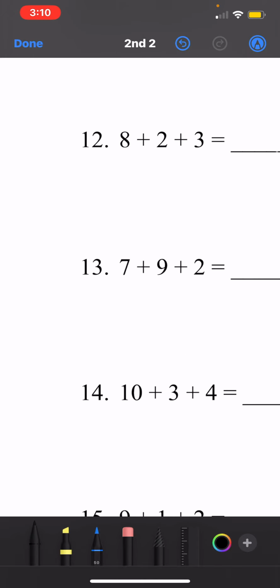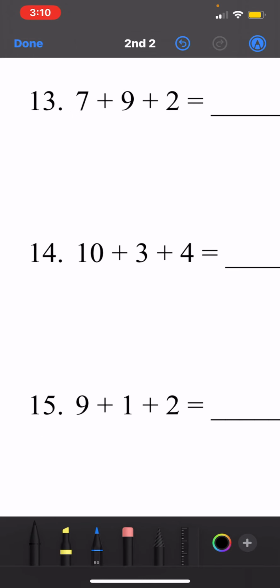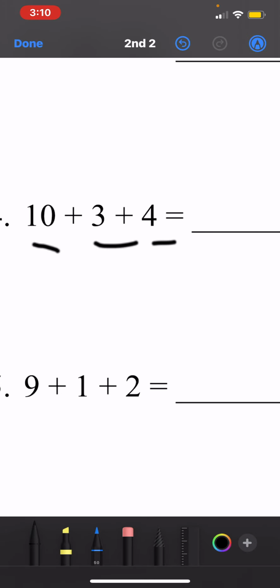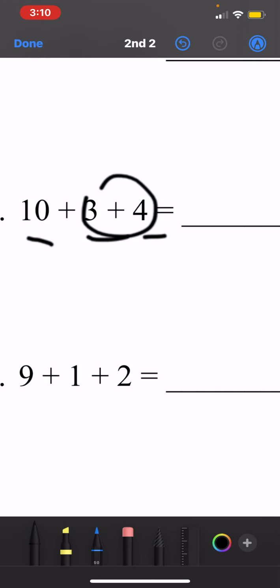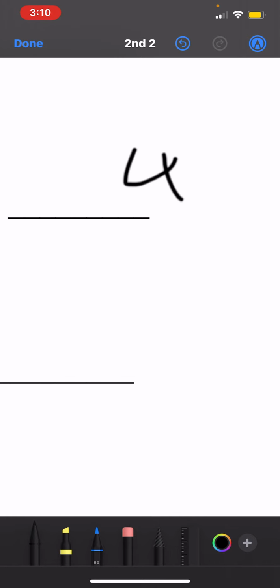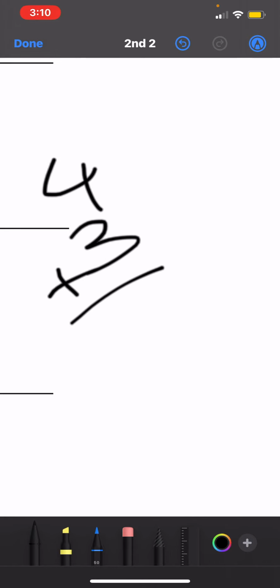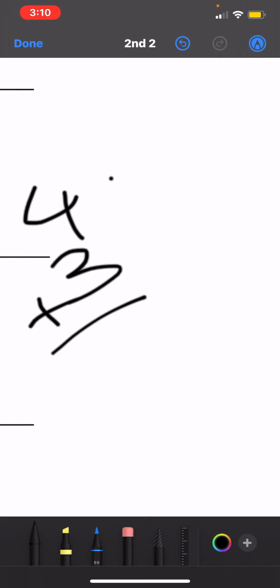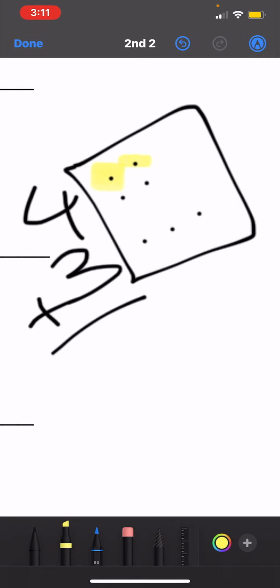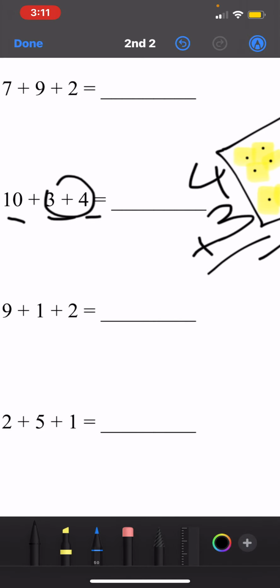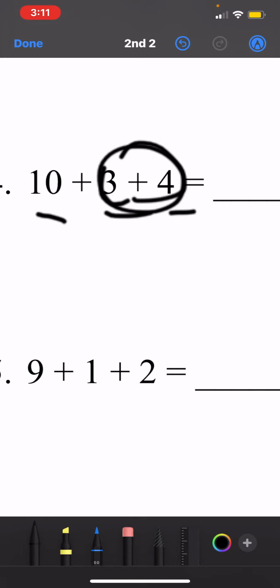Let's look at number 14. Here we have 10, 3, and a 4. So I'm going to add 3 and 4 first. 4 plus 3. Like we did above, let's make dots. 1, 2, 3, 4. Now for 3, 1, 2, 3. Combine them and count. 1, 2, 3, 4, 5, 6, 7. There are 7 dots, which means 4 plus 3 equals 7.